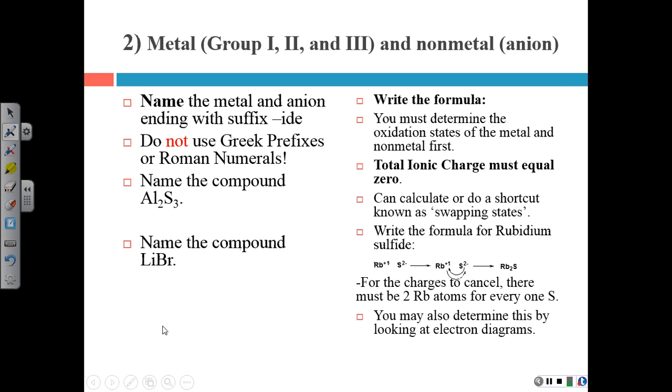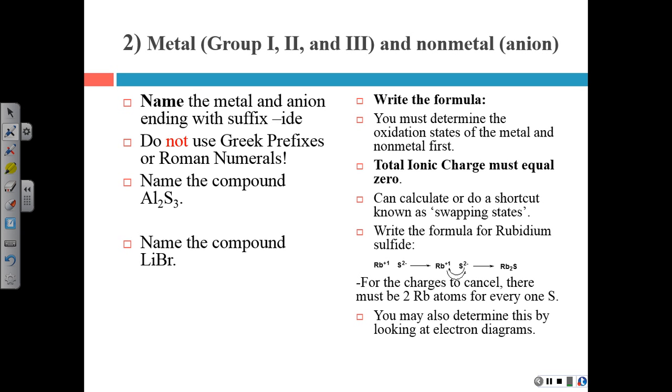This is the second classification. Like I said, none of these are really extremely difficult. It's just you have to remember what these classifications are and be able to put whatever compound I give you into these classifications. If you have a group 1, 2, or 3 metal and nonmetal, then this is how you're going to name and write formulas. Our first point is just like what we saw on the last slide: IDE is going to be the ending for our anion, or for our nonmetal. So this is an ionic compound, metal and nonmetal, with a group 1, 2, or 3 metal.